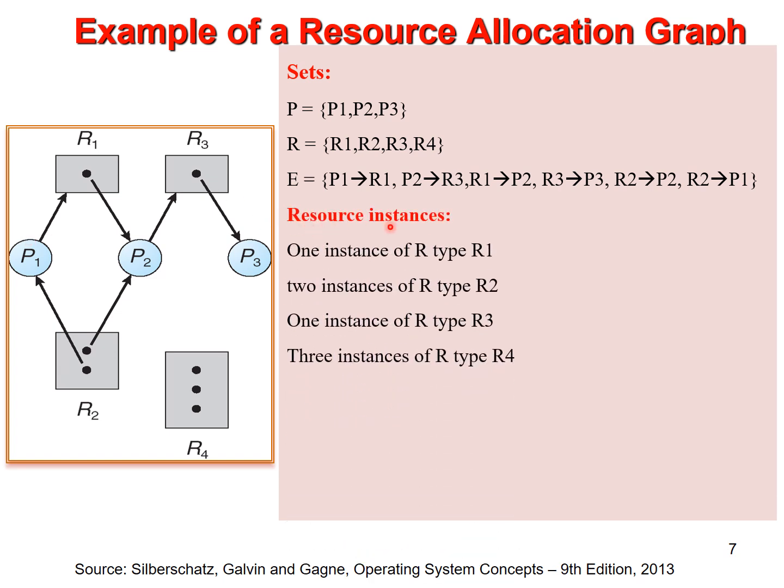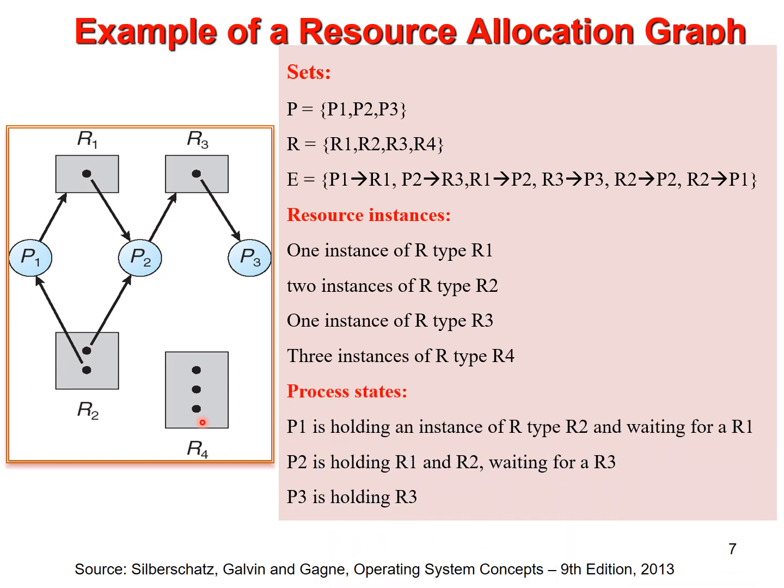Now resource instances: how many instances of that particular resource type are available? Considering R1, there is only one instance of resource type R1. There are 2 instances of resource type R2. There is only one instance of resource type R3. There are 3 instances of resource type R4.